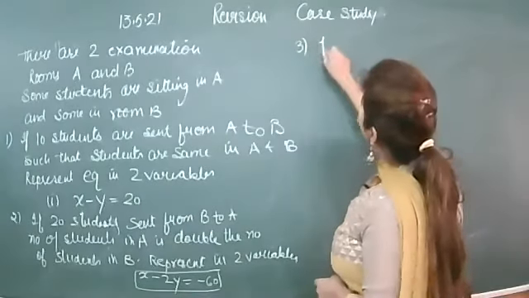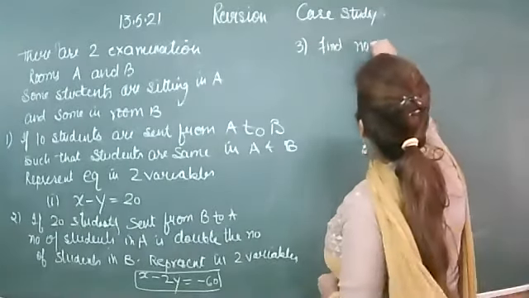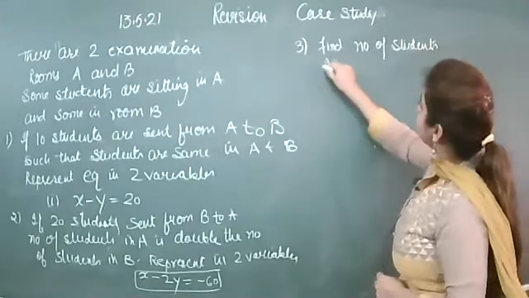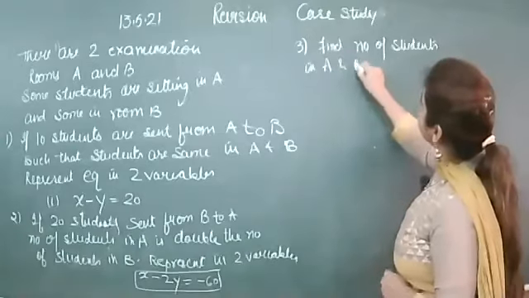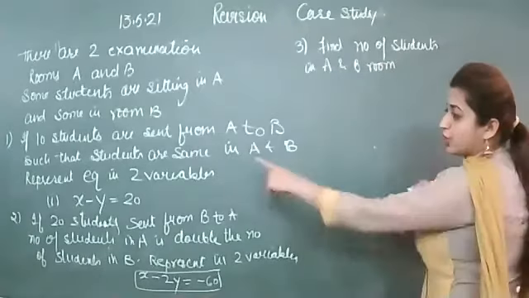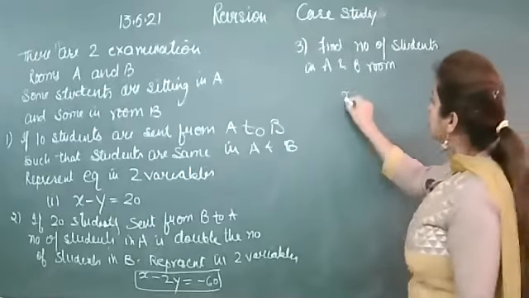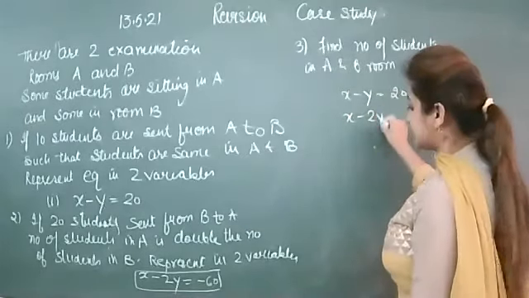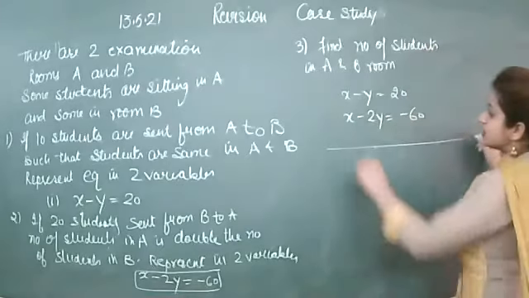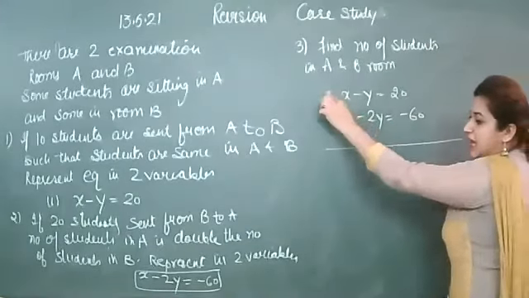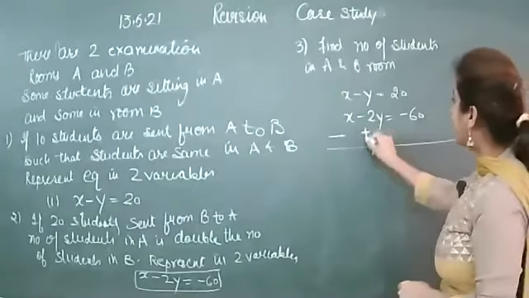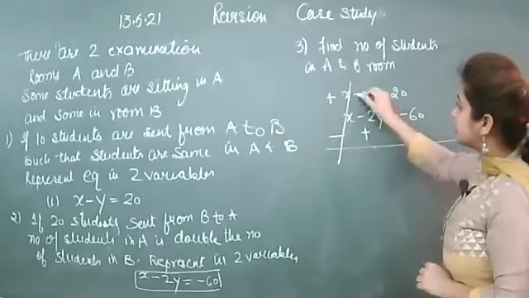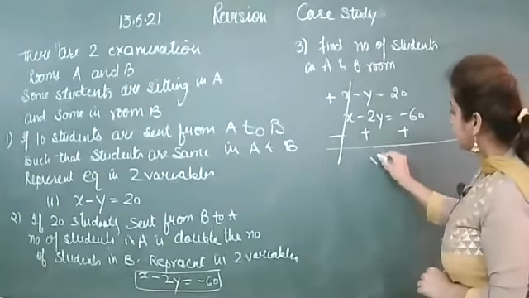So the third part is, find the number of students in A and B room. What you will do? You will solve these two equations. Two equations have already been formed. Write these two equations as they are. In this, x has the same sign, so if you subtract, the signs will change. So plus, minus, cancel out.